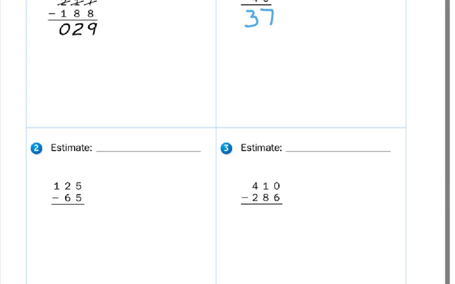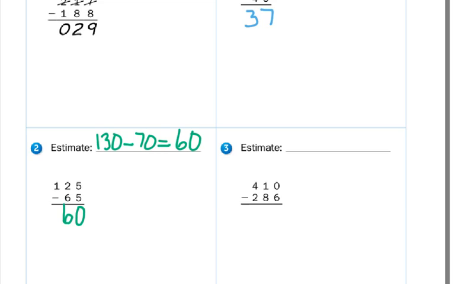Alright, let's go on to number 3. First we have to estimate. So let's go ahead, 125, let's round to 130, minus 65 is rounded to 70. 130 minus 70 is 60. Now let's go ahead and subtract. 5 minus 5 is 0. Oh, easy. 12 minus 6 is 6. Hey, our estimate is in agreement with our actual answer. Yay!